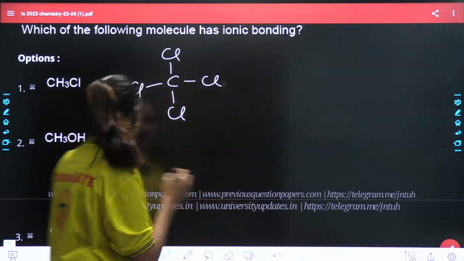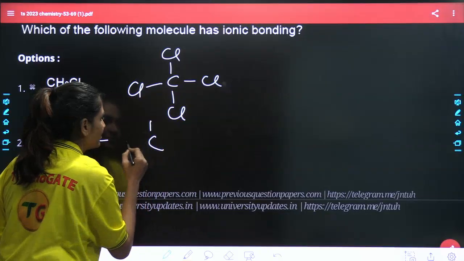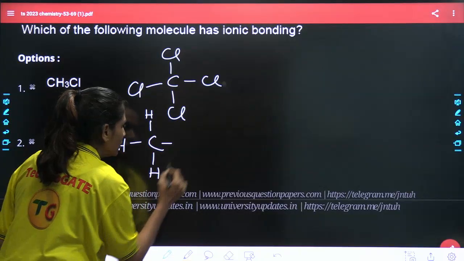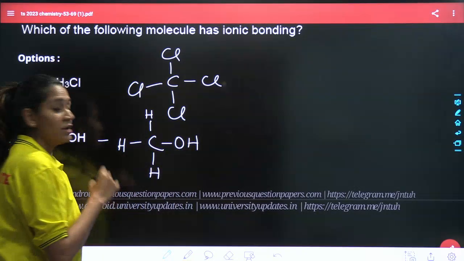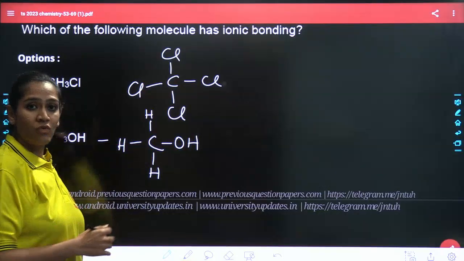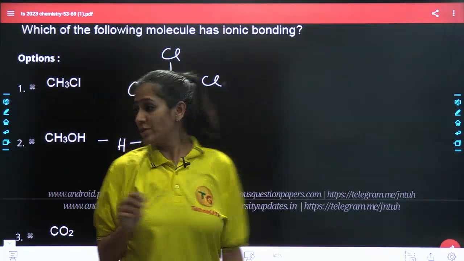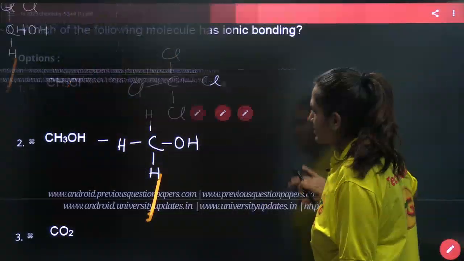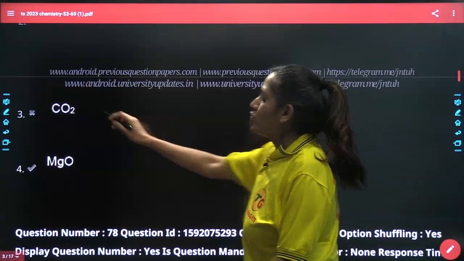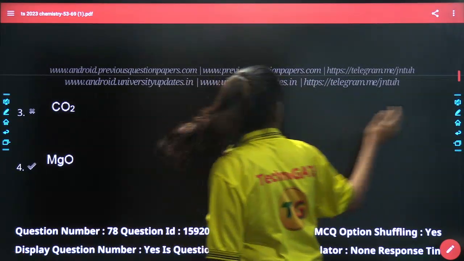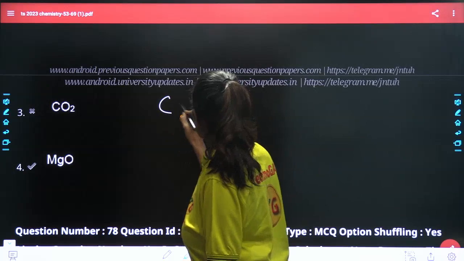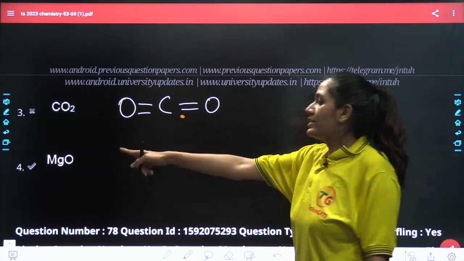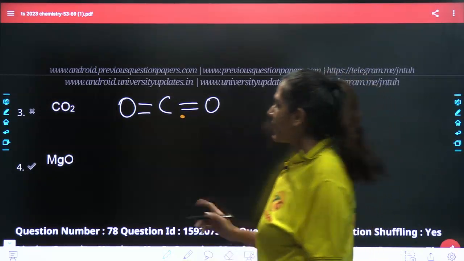Then the other option is CH3OH. Again, it's like this. Here also no ionic bond. It is also covalent bond. Okay. Our next option is what? CO2. CO2 molecule. The structure of CO2 molecule is like this. Okay, so here also covalent bonds are present. And our last option is MgO, that is magnesium oxide.